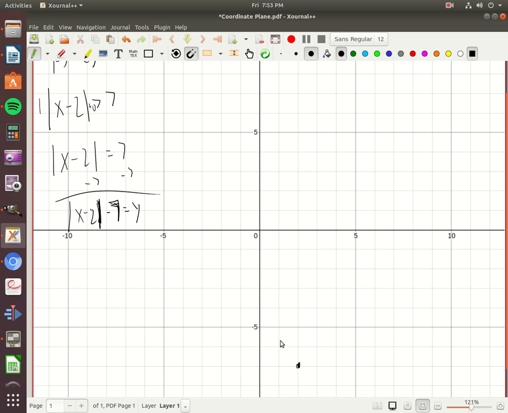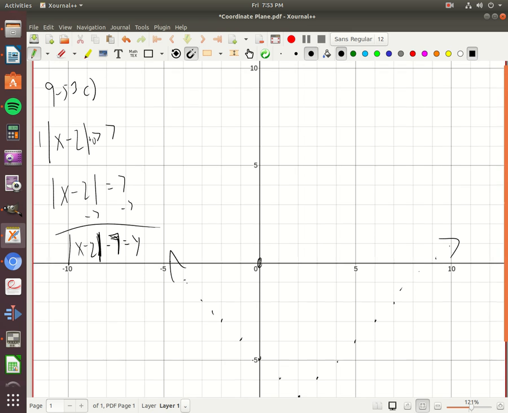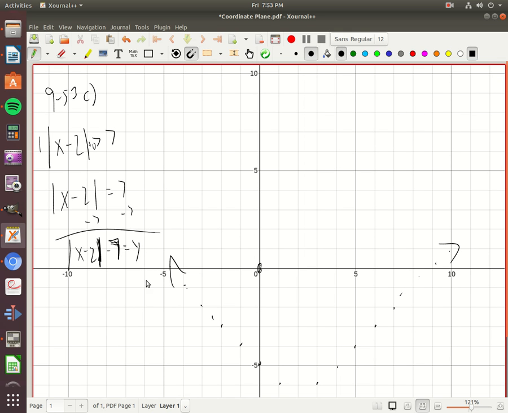My change is up 1 over 1, so it's going to look something like this. Again, it is going to be a dotted line, so I'll just go like that. It's not equal to, so I can just sort of do that. And then again, I could check point 0, 0, which is always going to be the easiest point to check.